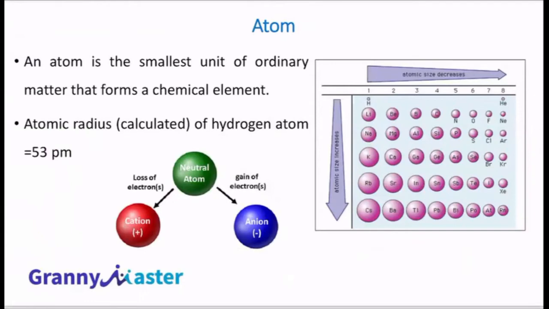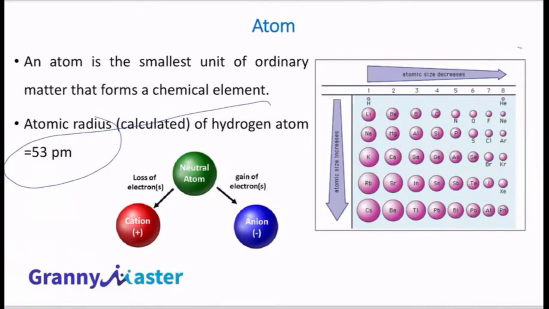All of you know the definition of an atom, right? An atom is defined as the smallest unit of ordinary matter that forms chemical elements. And the smallest atom is hydrogen. The hydrogen atom size, which is a calculated size, is 53 picometers. You know what a picometer is? 1 picometer is 10 to the power minus 12 meters. So it's very, very tiny.